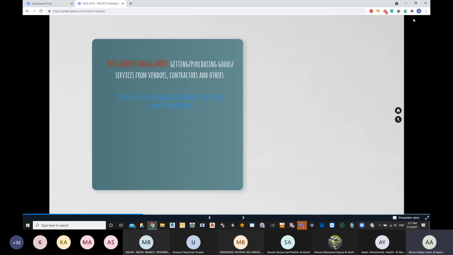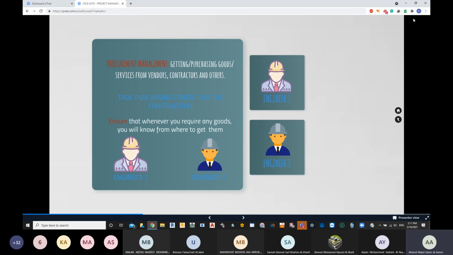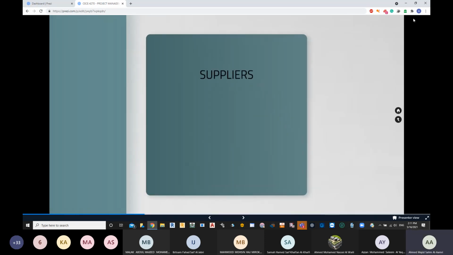Let's say that we have a task which is purchasing cement for construction. I have a construction site, and I want to purchase cement. Now, there are two companies, and in these two companies we have a procurement engineer. Procurement engineer one has supplies from only one supplier, which is the Oman Cement company.